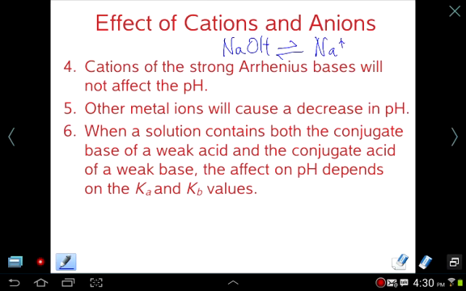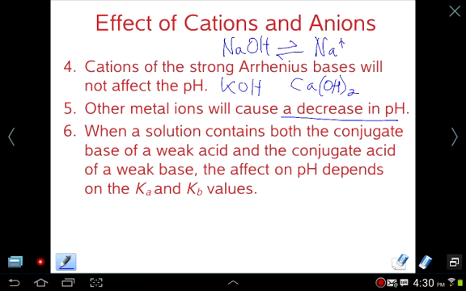And most of these Arrhenius bases come from group 1, so you have potassium hydroxide, rubidium hydroxide. Even things like calcium hydroxide don't really affect the pH by that much, by a little bit, but really not by much. These are your group 1, group 2 metal ions. Other metal ions will cause a decrease in pH. We just saw that, like aluminum especially.